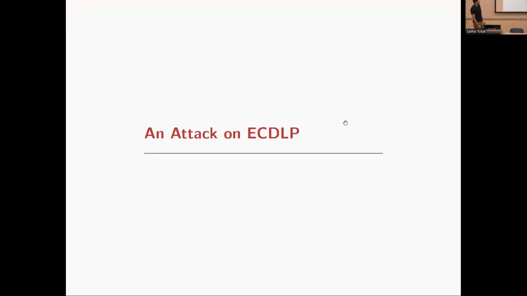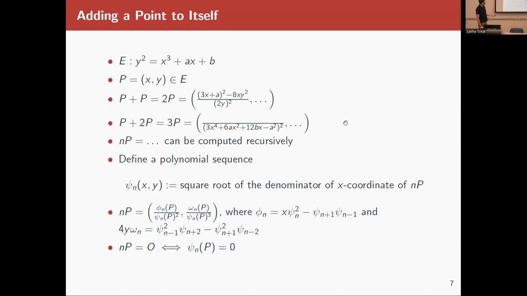Okay. Now I'm going to examine an attack. What does attack mean? It's an attempt at solving a problem, or simplifying it. But before getting into the attack, I want to show you another concept.